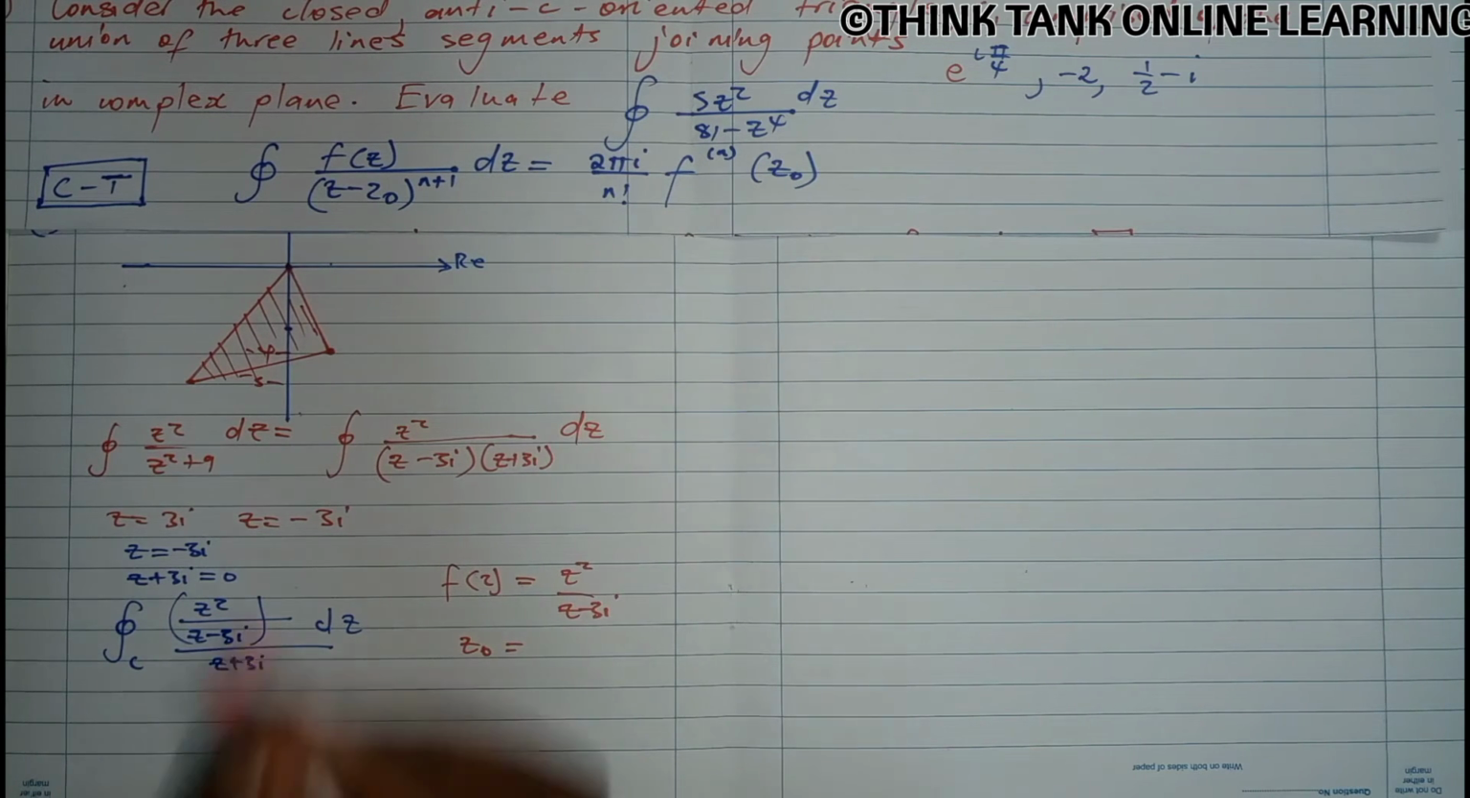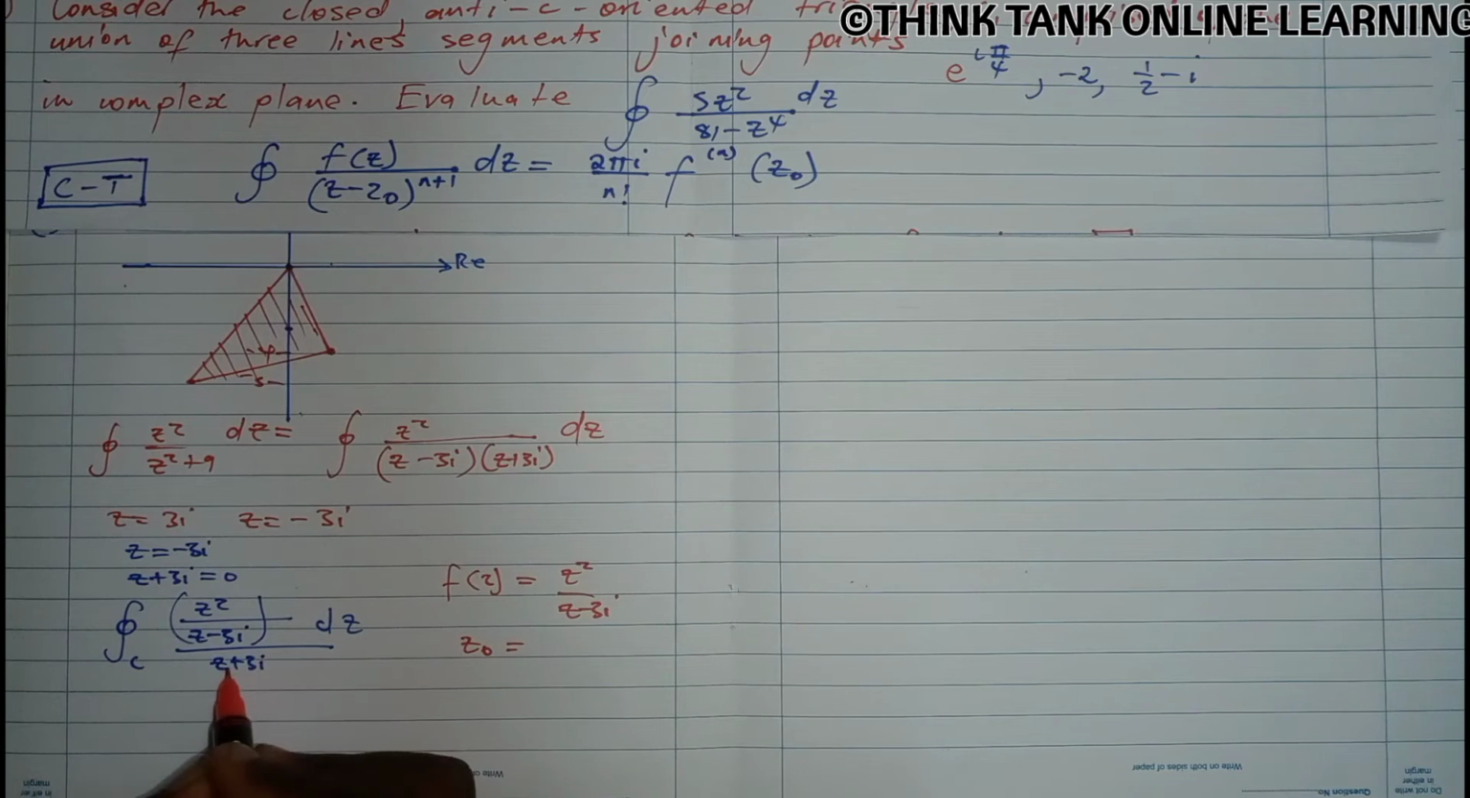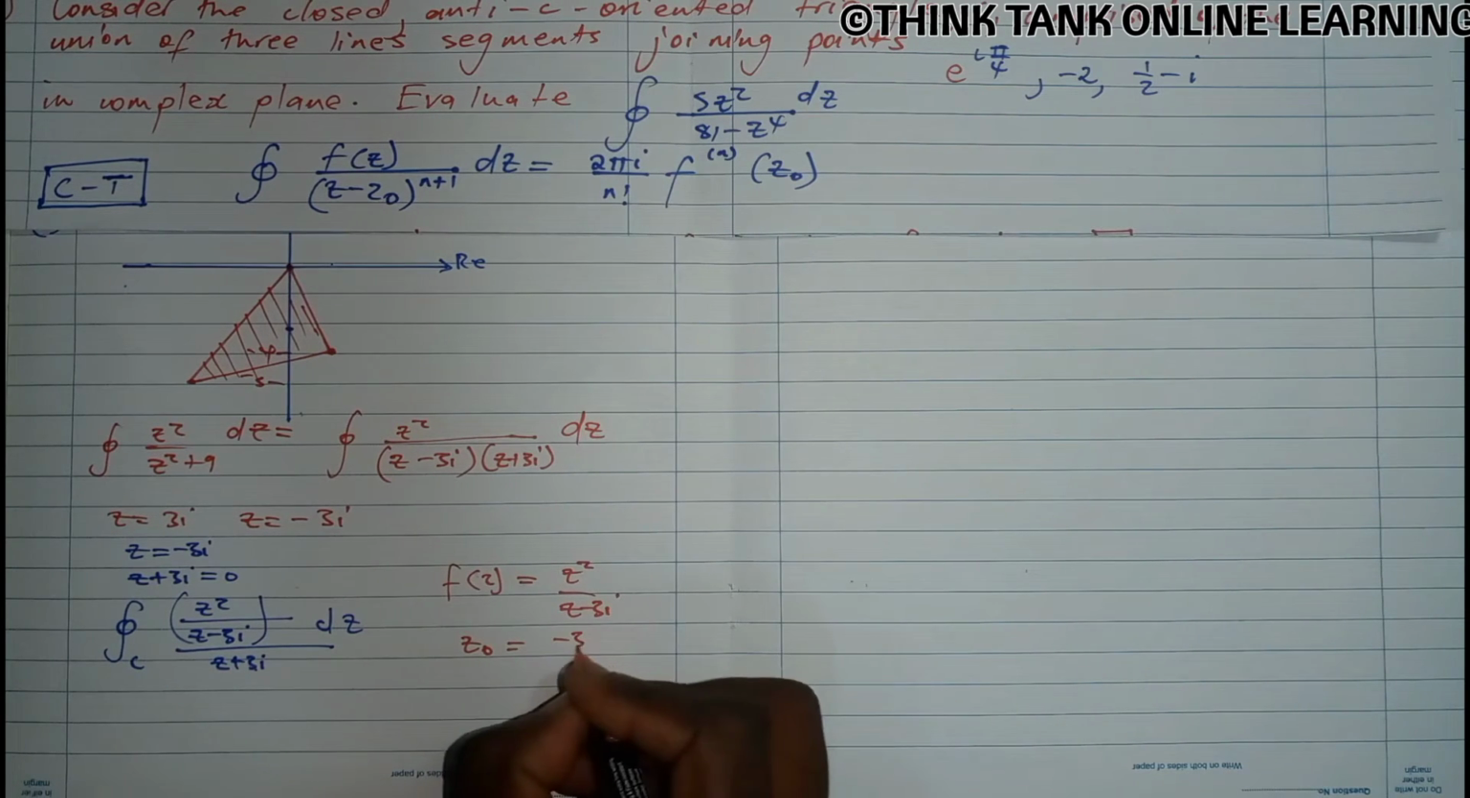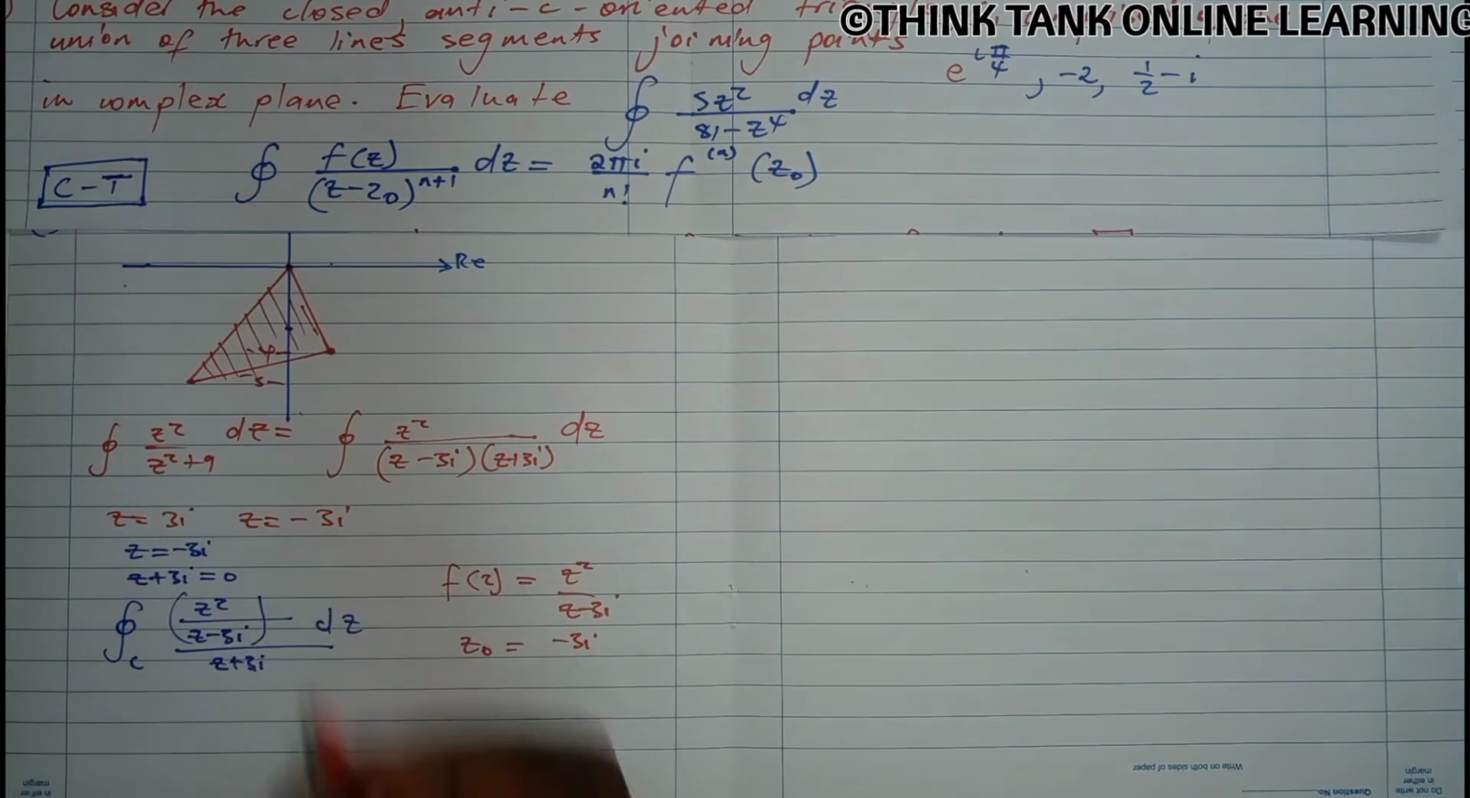So remember we have z minus 3i. So if we have z plus 3i, that means my z naught is negative 3i, like this. Okay, so now let's evaluate the integral.